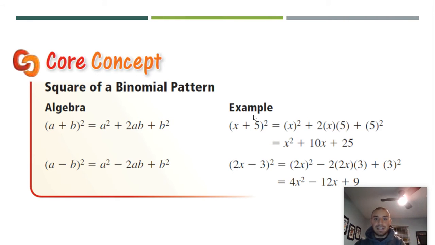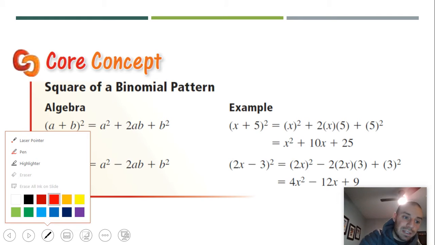Notice we're looking at something like x plus 5 in parentheses, and that entire quantity is squared. What they're showing you is a pattern that you can use to help remember that square of a binomial pattern. You can just take the first term, square it, the second term, square it, and then take these two terms, multiply them, and double it to get that middle term.